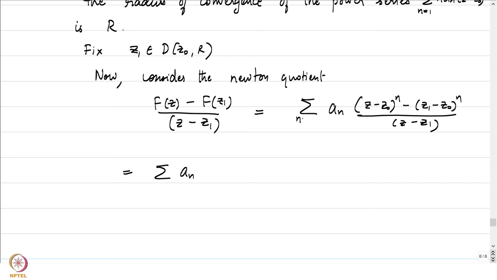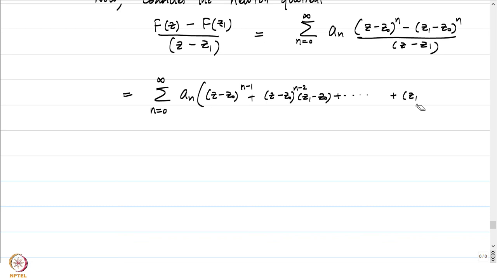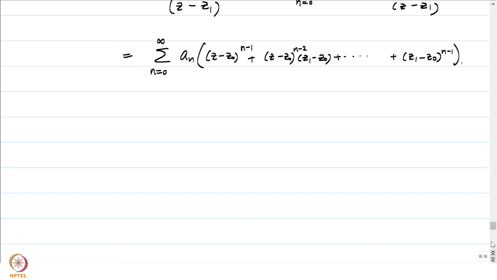Now, let's do the basic arithmetic to conclude that this is going to be summation a_n times, n equal to 0 to infinity, and each of these will reduce to the following: (z minus z0) to the power n minus 1 plus (z minus z0) to the power n minus 2 times (z1 minus z0), going all the way up to (z1 minus z0) to the power n minus 1. Notice that the z minus z1 cancels, since (z minus z0) minus (z1 minus z0) is equal to z minus z1. Now, we shall show that the limit as z goes to z1 of this summation exists.